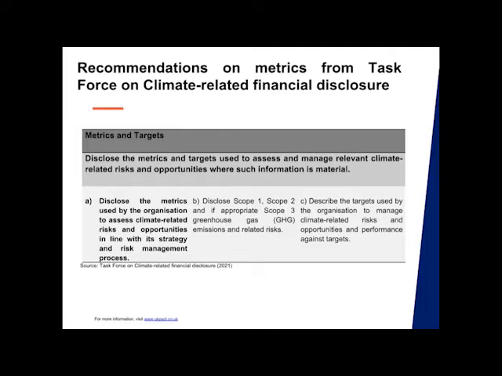So TCFD also really recommends describing the targets used by the organization to manage the risks and opportunities and what the performance is against those targets as well. And I think this is the kind of area that we've really seen a bit of a weak point in South Africa. There's not been a lot of organizations that have set very clear and specific science-based targets. And we'd really like to obviously try and shift that in a more positive way into the future as well.